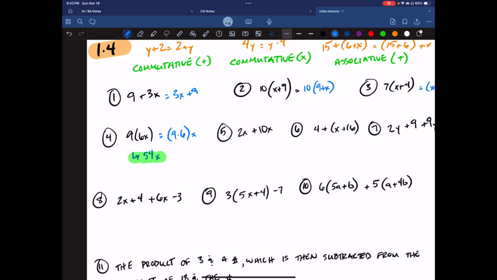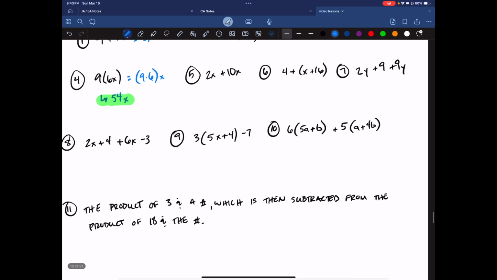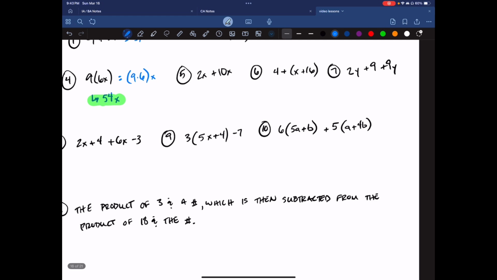Okay. Number 5, this doesn't really apply to the properties here, but it is one of the basic rules of algebra that if I have two terms that have the same variable to the same power, then these are called like terms. So 2x and 10x are like terms. And you'll often hear something along the lines of combine like terms. Well, that's what we're doing here. If they're on the same side of the equal sign, you do them straight up. So like here on number 5, we say 2x plus 10x. That's going to be 12x.